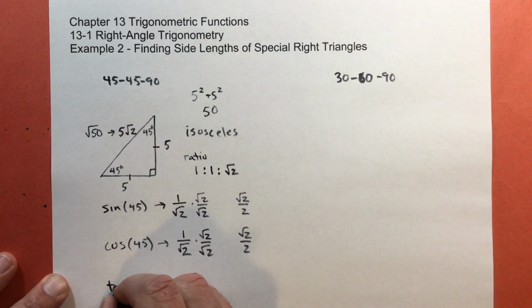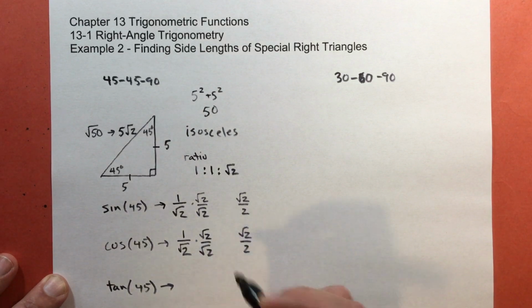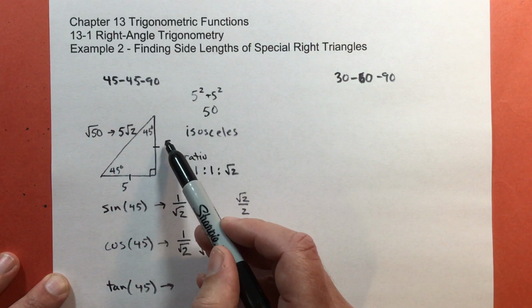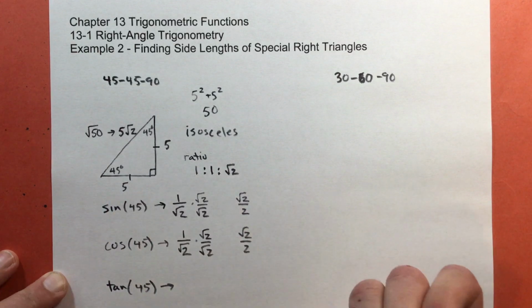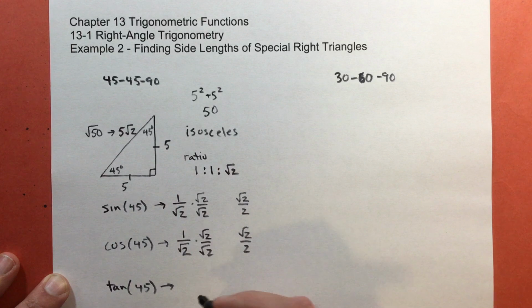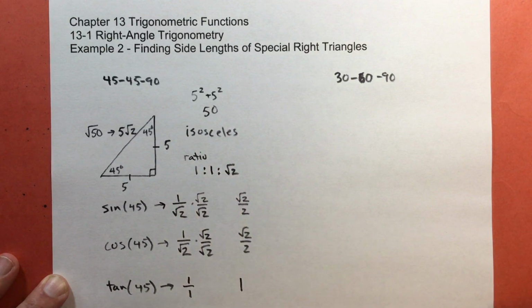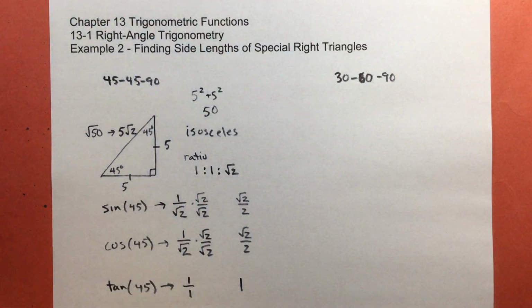What about tangent? Tangent of 45 degrees, if I use my original triangle, it's going to be 5 divided by 5, which just equals 1. If I have 1 divided by 1, if I take out the scale factor, again, that just becomes 1. Okay, so these are the ratios that I know based upon the 45, 45, 90.